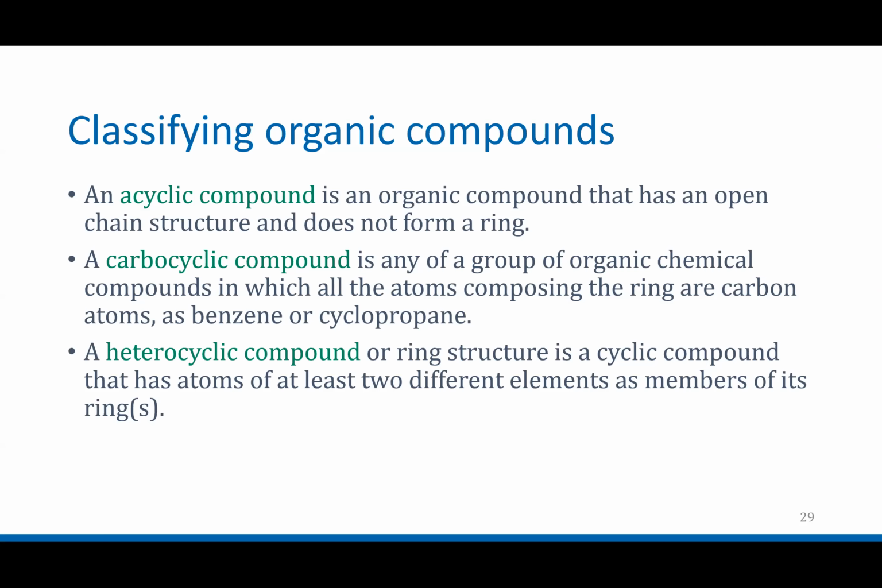Acyclic means a compound that is not cyclic, not a ring. The letter A before a word in English usually means the opposite. Like there's a show on Netflix called Atypical, about a boy who doesn't feel normal. He's atypical. Atypical means it's not typical, not what you would think. So acyclic is not cyclic.